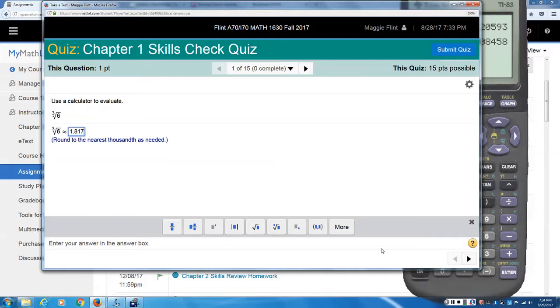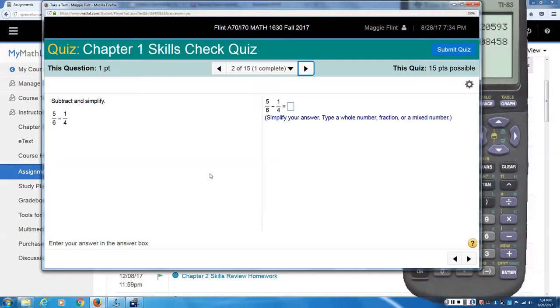And now you don't get the check answer button on this one. This is a quiz, okay? So you actually have to just go on. So you go to the next problem. Subtract and simplify.